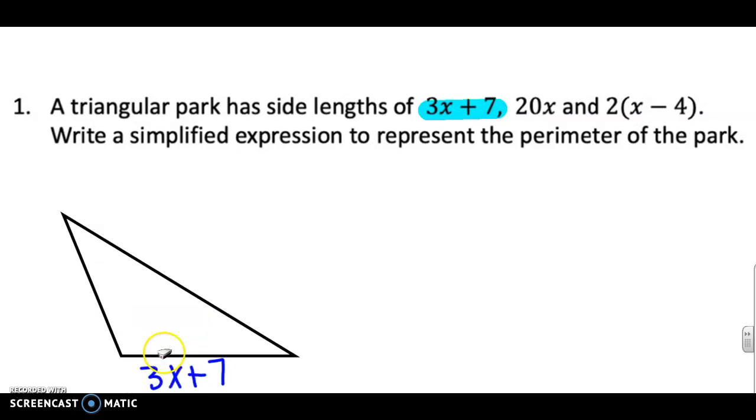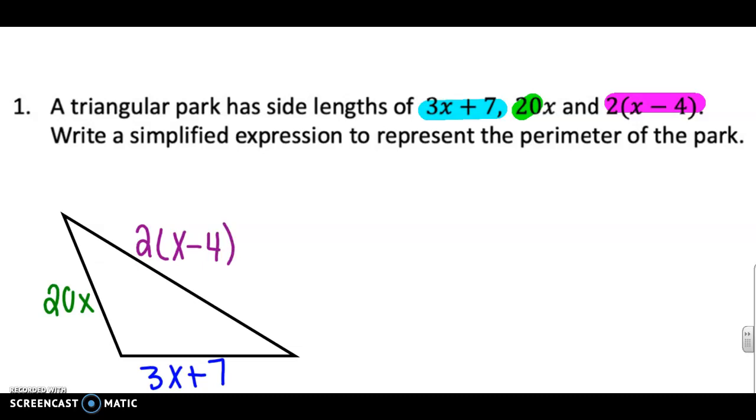Then it tells us that the length of the second side is 20x. So I'm going to label a second side of my triangle as 20x. And then it says the length of the third side is 2 times the quantity x minus 4. So I'm going to highlight this purple, and then I'm going to label the other side of my triangle, the third side, as 2 times the quantity x minus 4.